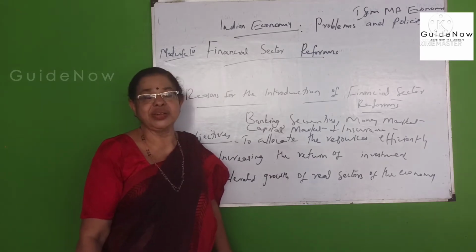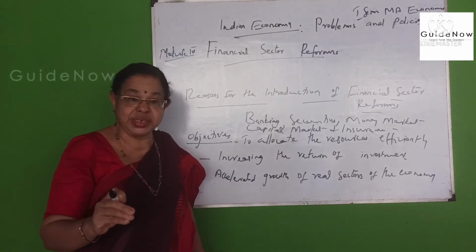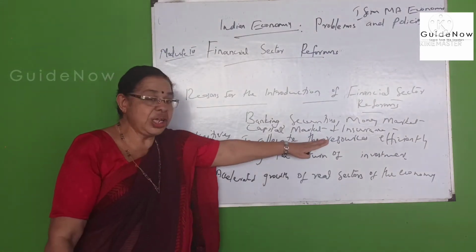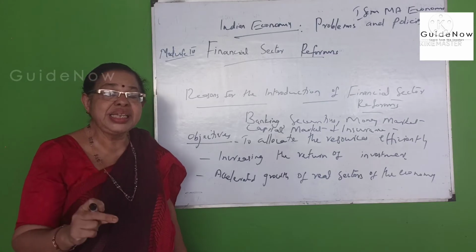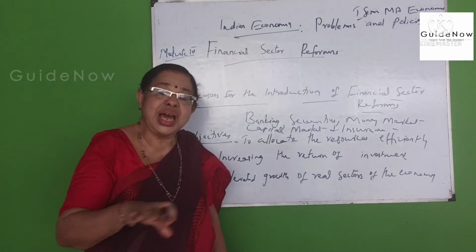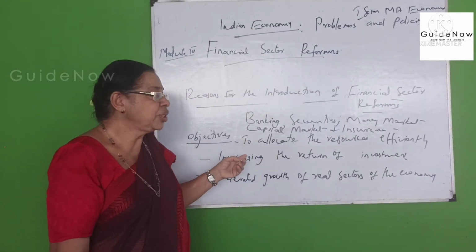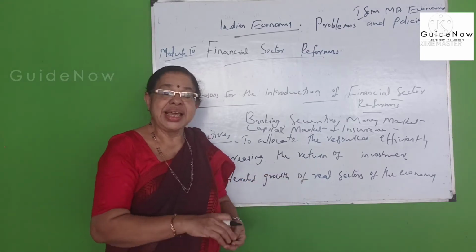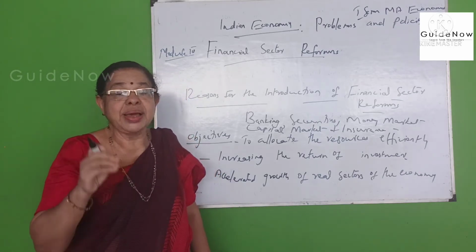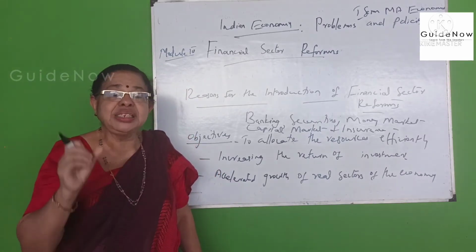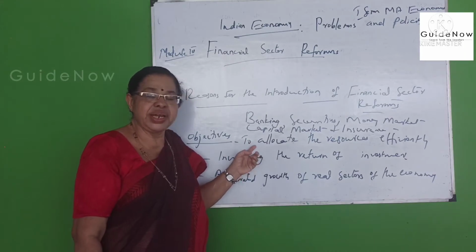Firstly, what about the efficient allocation of resources? The main objective of financial sector reform is that resource allocation becomes more efficient and more competitive. If the resources are allocated in a proper manner, this may accelerate our economic growth. For that purpose, the first important objective introduced here is to allocate the resources efficiently.